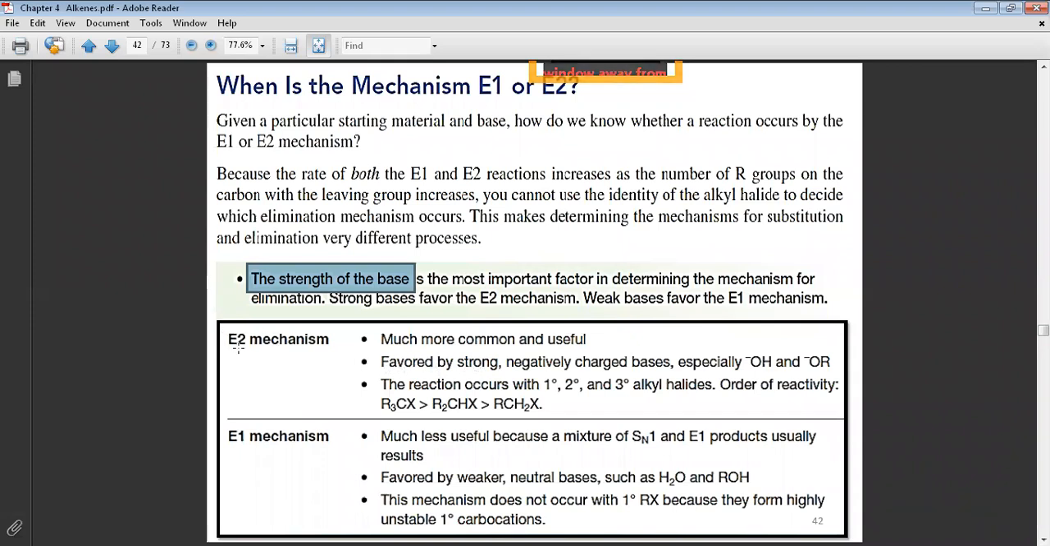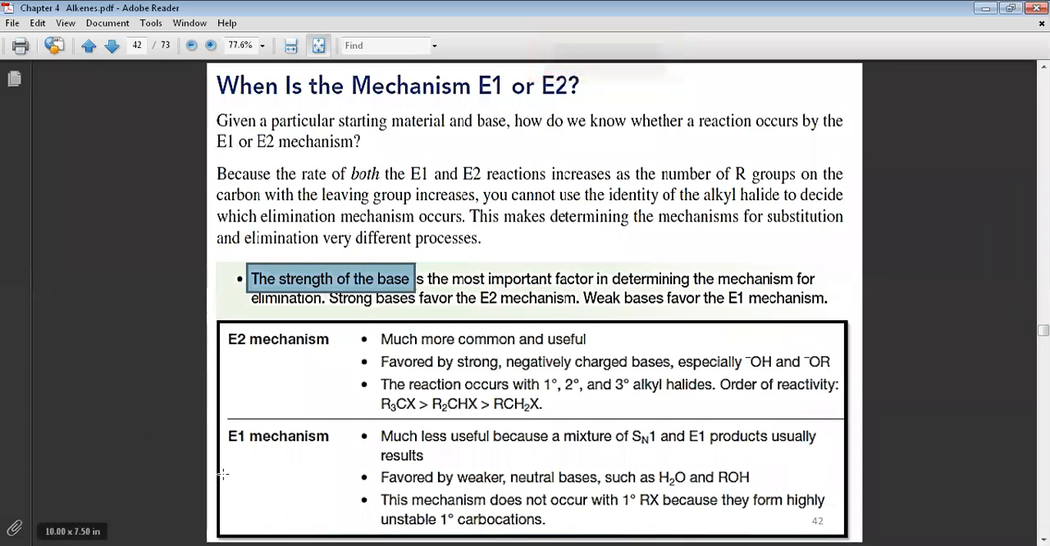Look, E2 is favored by a strong base, a negatively charged base, meaning a full negative charge, like minus OH, minus OR. Here, no, it is favored by a weaker base, or a neutral base like H2O, like alcohol. The E2 reaction occurs with primary, secondary, and tertiary alkyl halides. It can happen in any of them, but which is the best? The tertiary is the best, then the secondary, and then the primary.